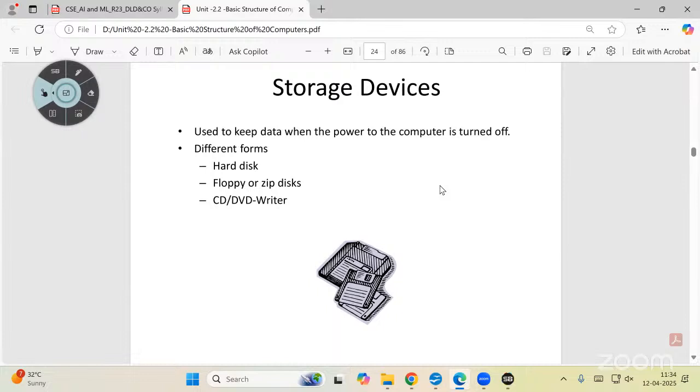RAM stands for random access memory. ROM stands for read-only memory. Random access memory is the temporary memory. Read-only memory is permanent memory. That is the storage device. Read-only memory is the storage device.